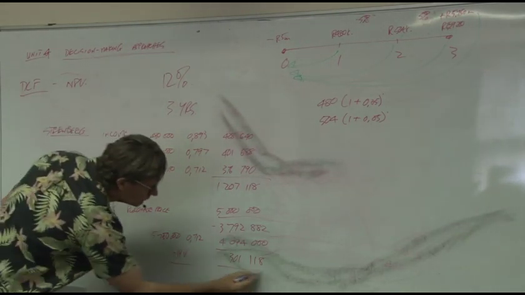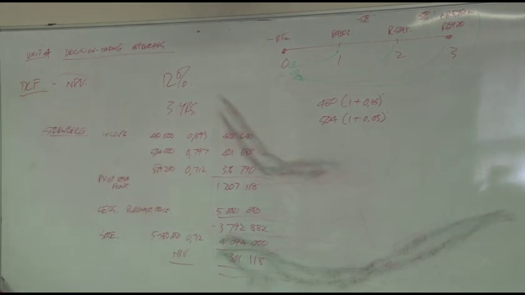That is the net present value. So at a discount rate of 12% over a period of 3 years with escalation of 5%, that is your net present value. 301,118 Rand.